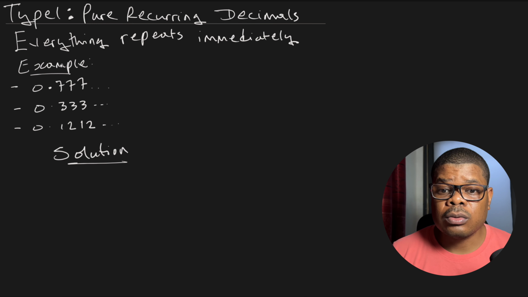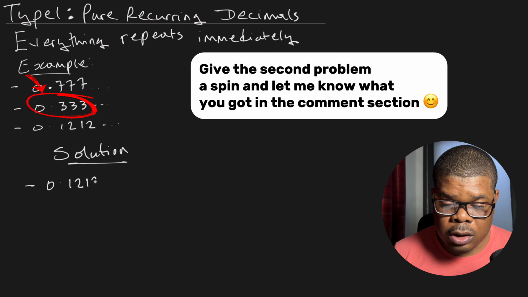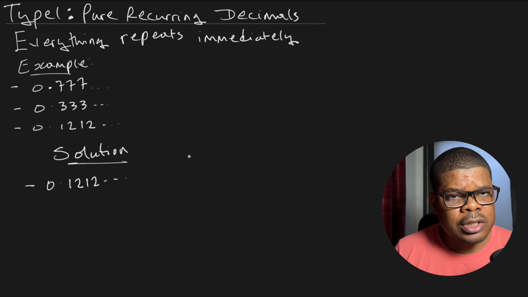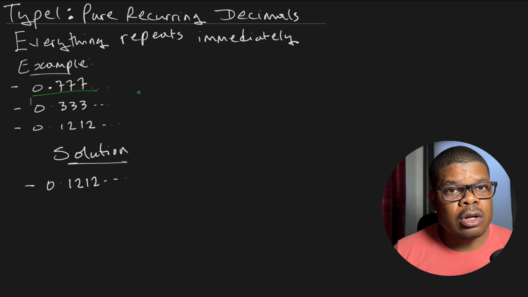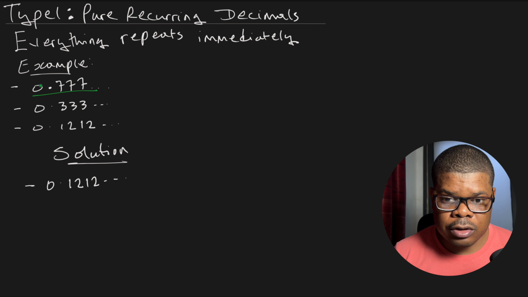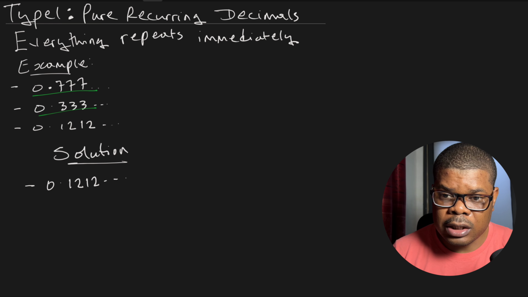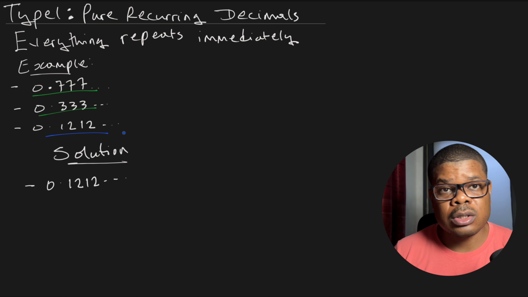All right, so the third one is 0.1212... If you look at this, you see that this recurring decimal is different. The reason is that the first two have just one number recurring. For the first one, 7 is recurring. For the second one, 3 is recurring. But for the third one here, two numbers are recurring, that is 1 and 2. 1, 2, 1, 2, 1, 2.